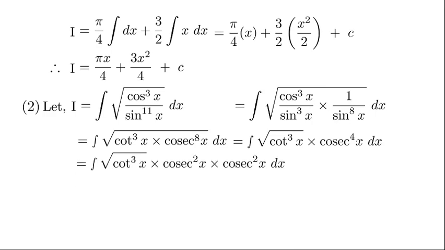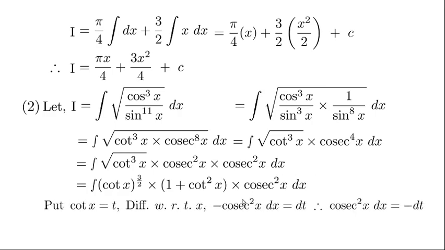Note these steps very carefully, because ultimately what we are trying to do is find such a term that on substitution everything should be expressed in terms of t. So now this cosec square is written as 1 plus cot square x, so that this also is in terms of cot, and the derivative of cot is minus cosec square, so it contains cosec square. So we write this as (1 plus cot square x) into cosec square x dx. So now we substitute cot x equals t.